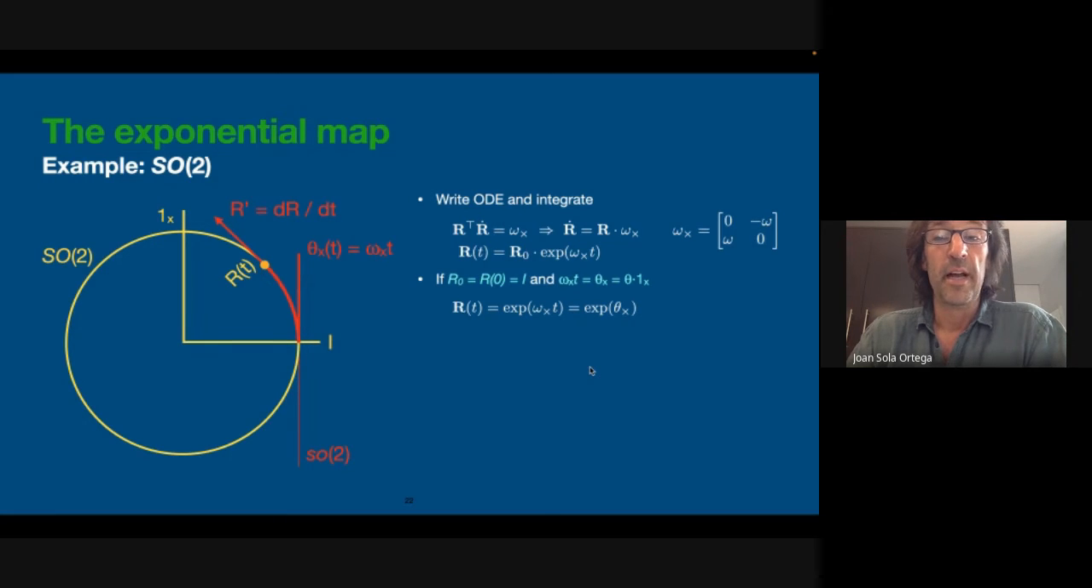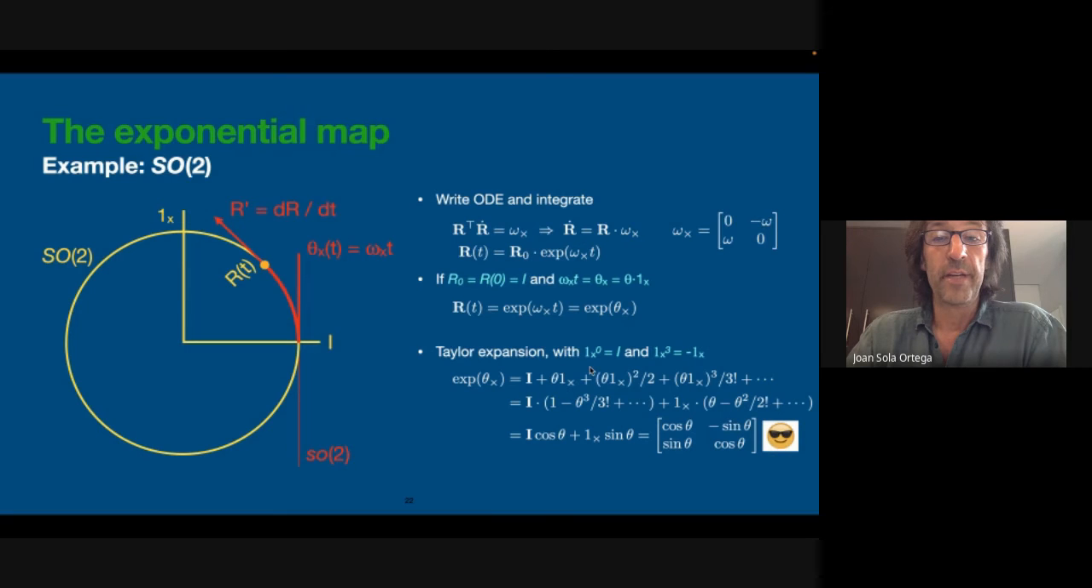Okay, and now we need to know that these elements, if you put 1 cross, which would be [0, -1; 1, 0], to the power of 0 is I, of course, and to the power of 3 is minus this element. It behaves the same as the imaginary number. The third power is minus the element. Okay.